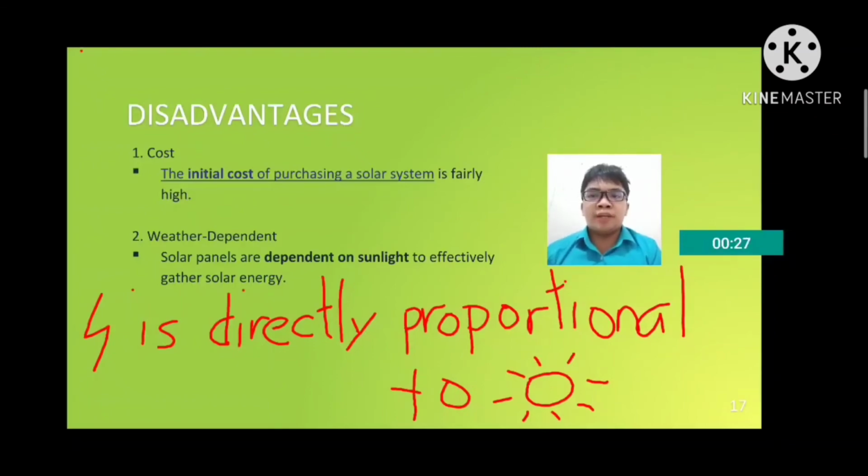Next, it is weather dependent. Solar panels are dependent on sunlight to effectively gather solar energy. Although we can still gather solar energy on cloudy and rainy days, the efficiency of the solar panel may drop. So as I have written there, the electricity that we can produce is directly proportional to the sunlight that is being absorbed by the solar panel. So if it is a rainy day, we can expect less electricity produced.